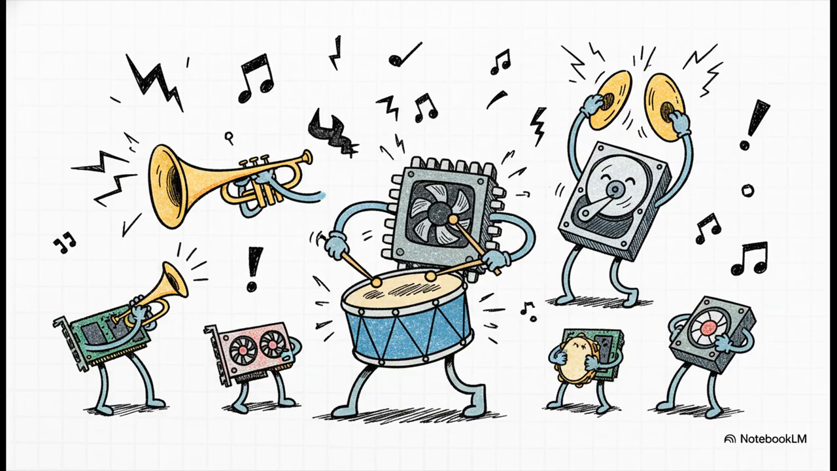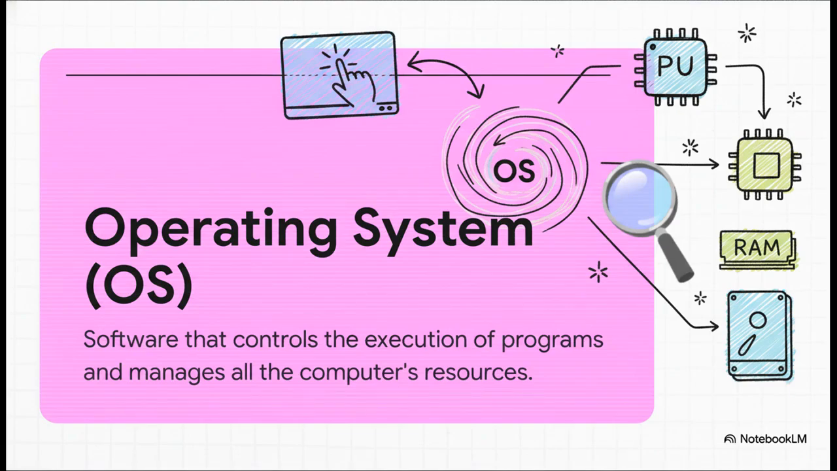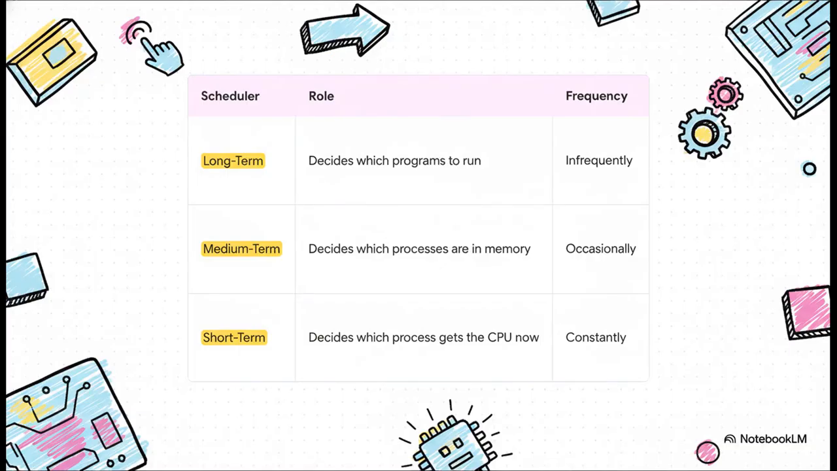Not a symphony. Well, the hardware components, the CPU, the memory, the storage, they're those brilliant musicians. They're incredibly powerful, but they need something to tell them what to play and when to play it. And that something, that conductor, is the operating system, or the OS. It's the master software that sits between you and the hardware. Its job is to manage all the computer's resources, making sure every program gets its fair turn using the CPU, that it has enough memory, and that it can talk to things like your printer or your hard drive without everything crashing.